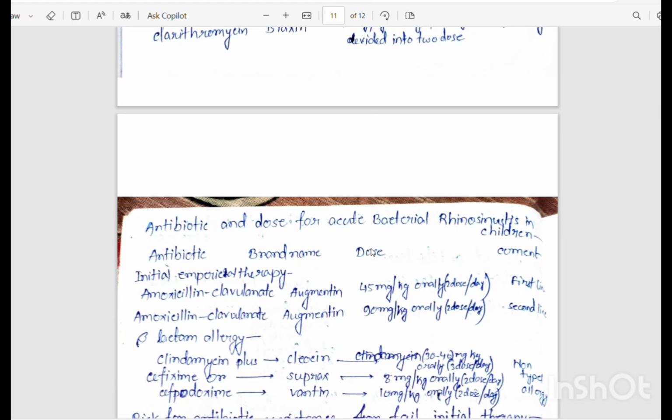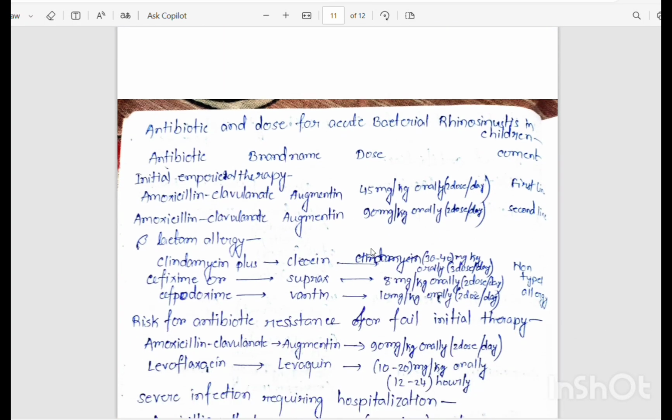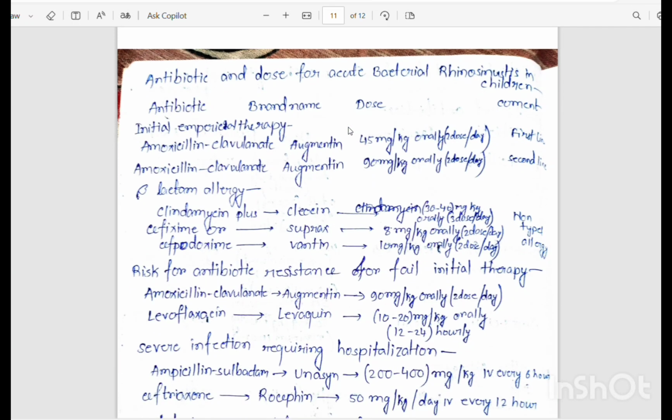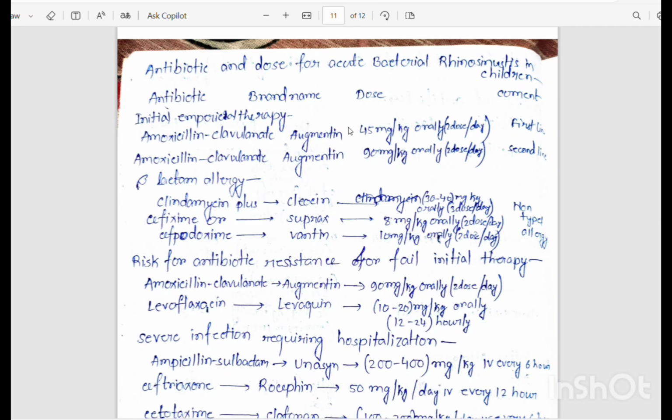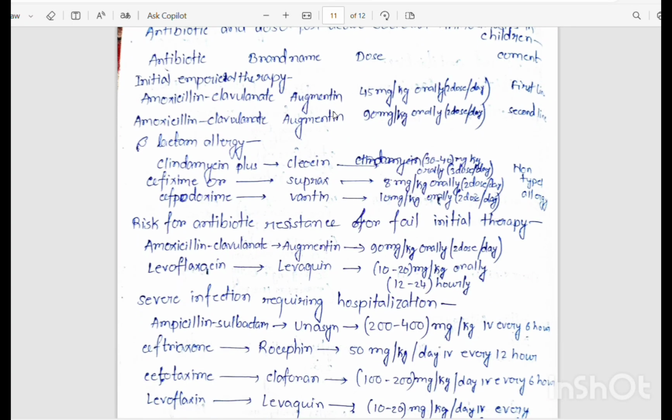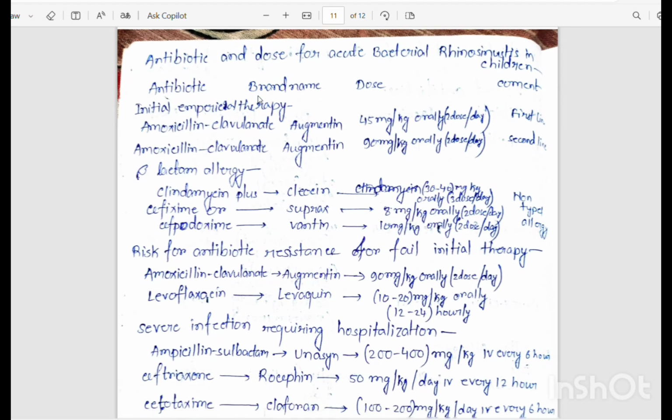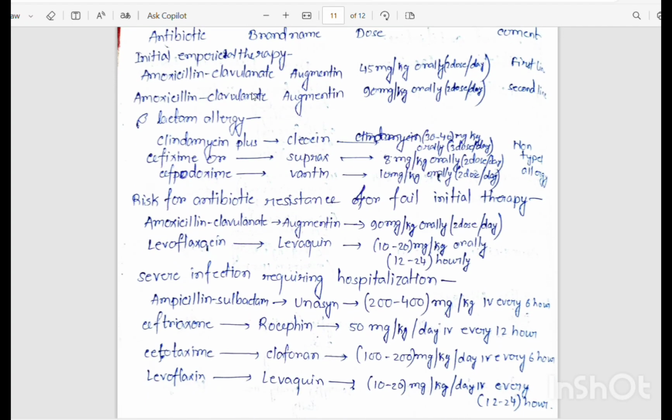Then we will move to another upper respiratory tract infection, that is antibiotic and dose for acute bacterial rhinitis in children. So here we have the antibiotic, the brand name, dose and the comment. For initial treatment of the rhinitis, the antibiotic used will be amoxicillin clavulanate. The brand name will be Augmentin, 45 mg per kg dose, taken orally in 2 doses per day.